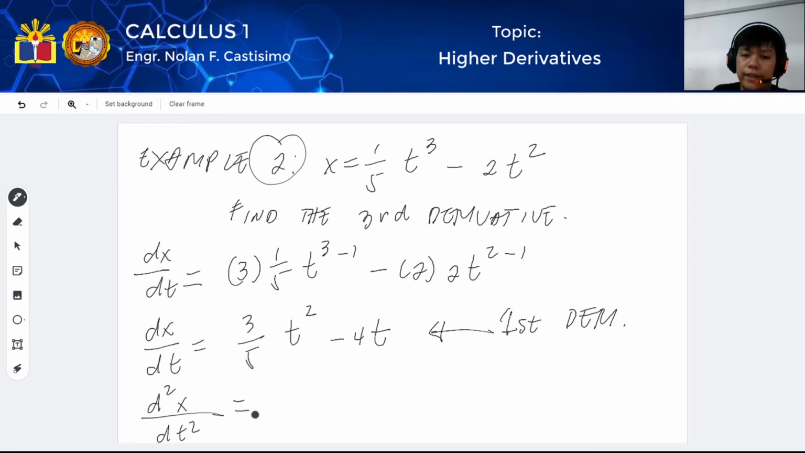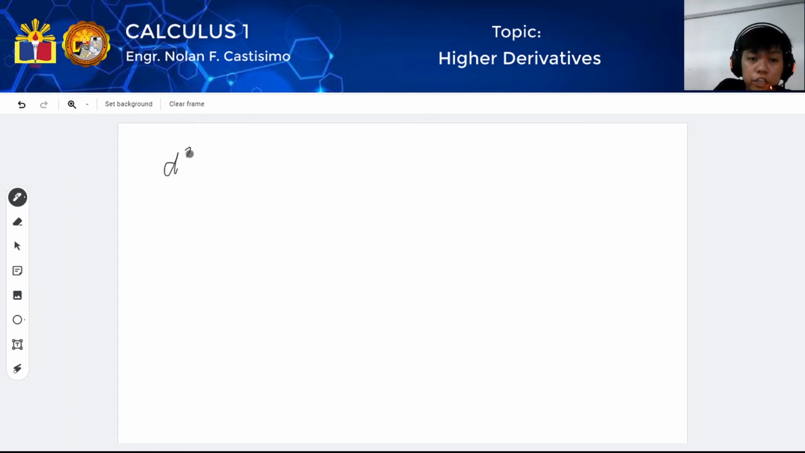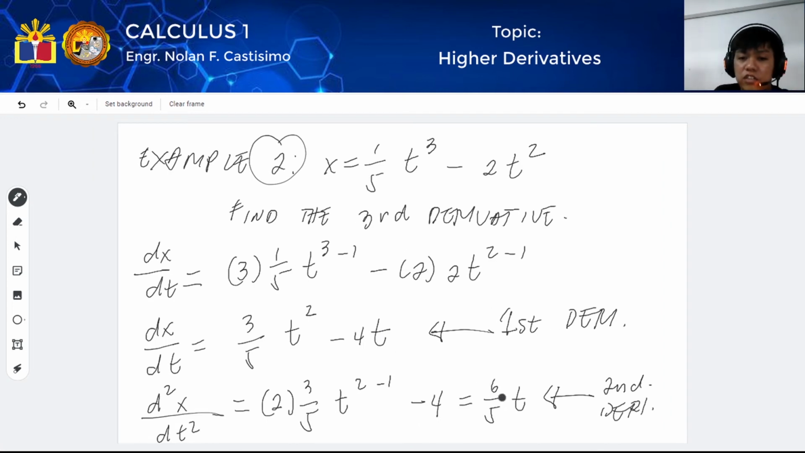Okay? So, ito. I-derive ulit natin to para makuha natin yung second derivative. So, 2 times 3 over 5 t raised to 2 minus 1 minus derivative ni 4t is 4 na lang. Okay, simplify. So we now have 2 times 3, 6 over 5 t. Okay, yan. So derivative ni negative 4, 0 na siya kasi constant. So hindi na natin siya susulat. So ito na si second derivative. Okay. Yan si second derivative. Ngayon, para makuha natin si third derivative, i-derive ulit natin ito. So, d cube x over dt cube. We now have, so anong derivative ni 6 over 5t?